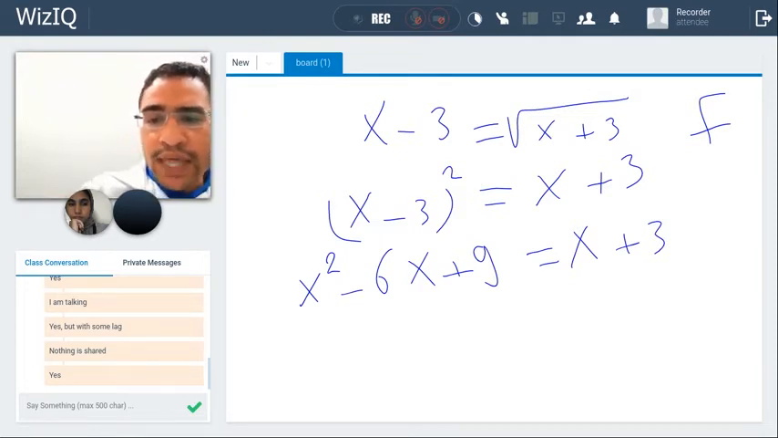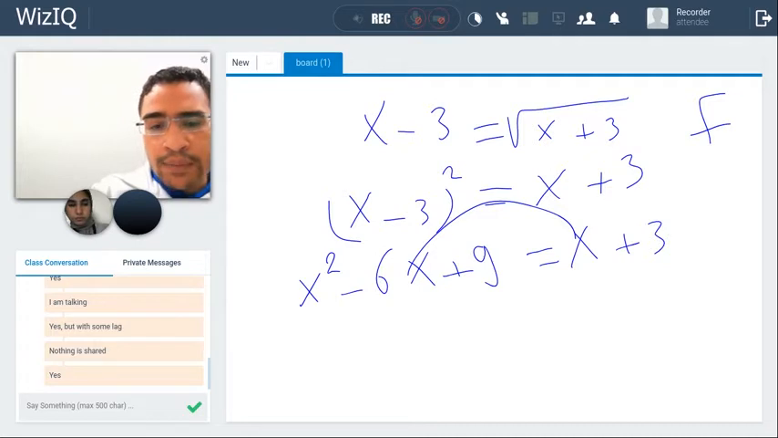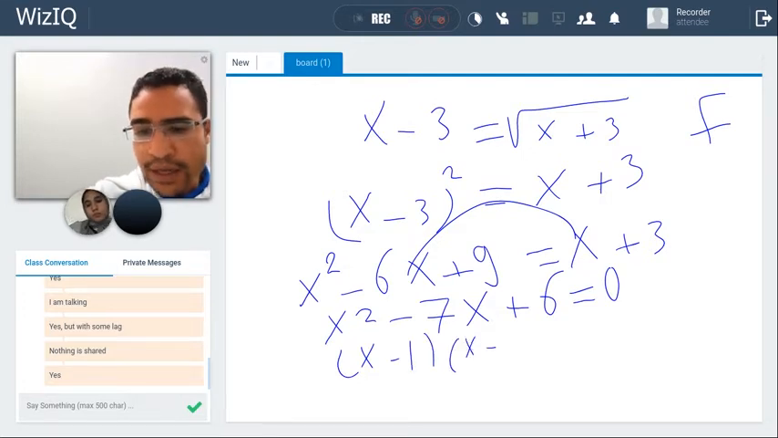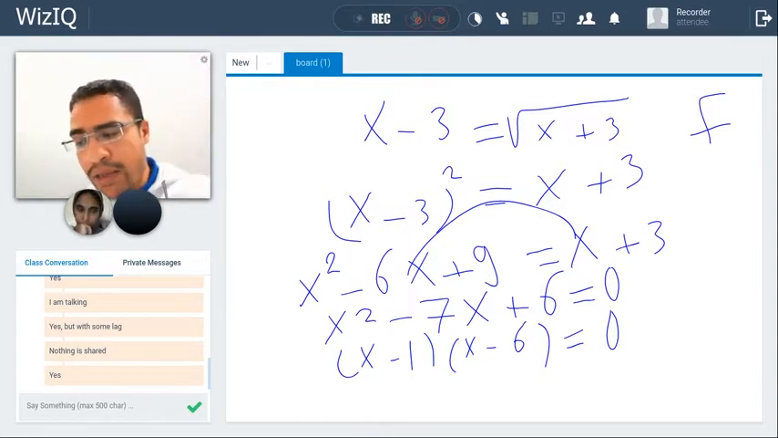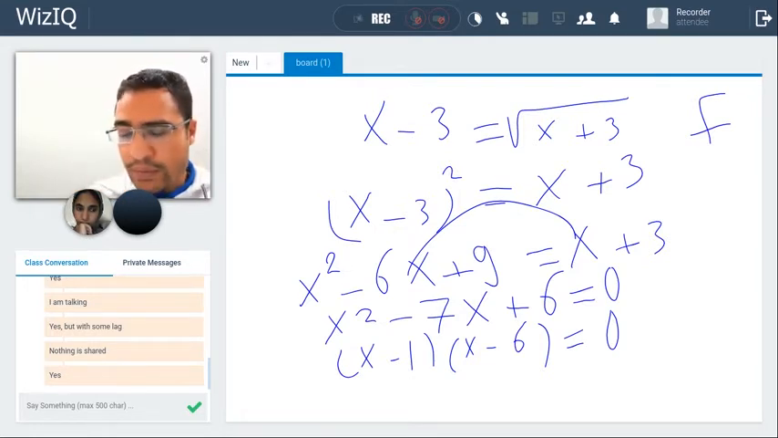So what happens is you get the x to the other side, and this will be turned into a quadratic equation. So that would be x squared, and this x will be negative, that would be minus 7x, and then that would be plus 6, right? Equals 0. And you try to get the two solutions. So that would be x minus 1, x minus 6, right? Equals 0. And here the x would be equal to either 1 or 6, right?